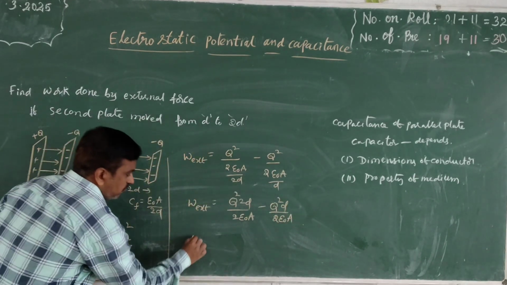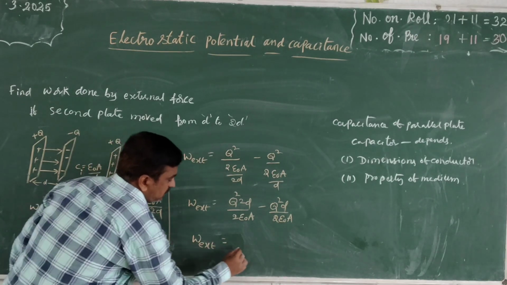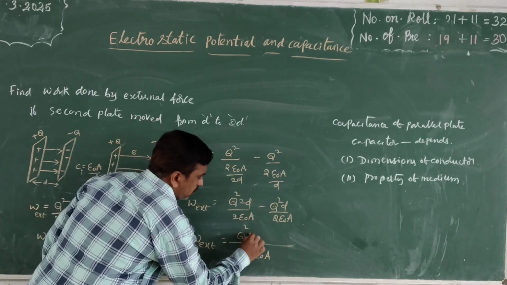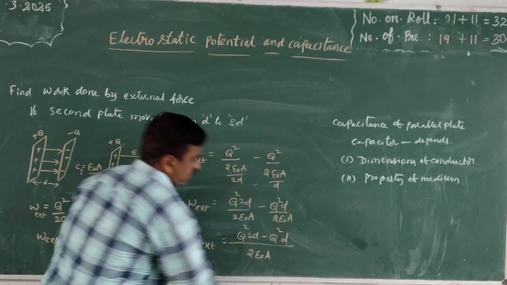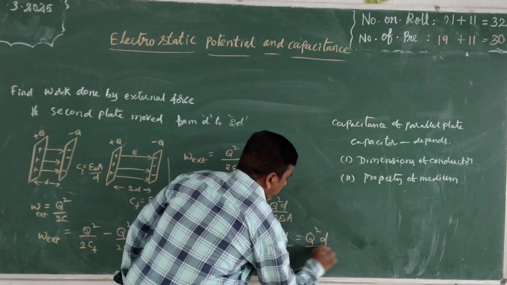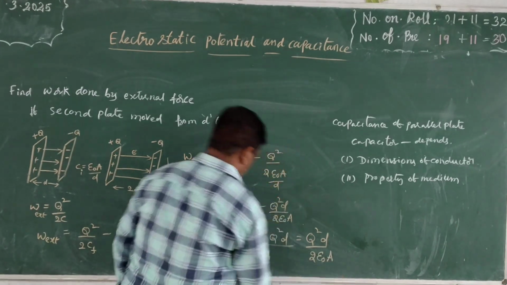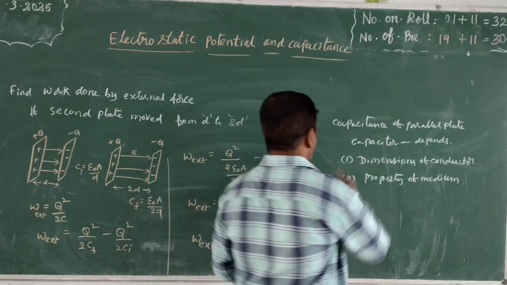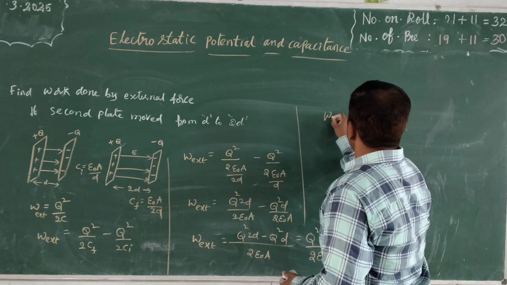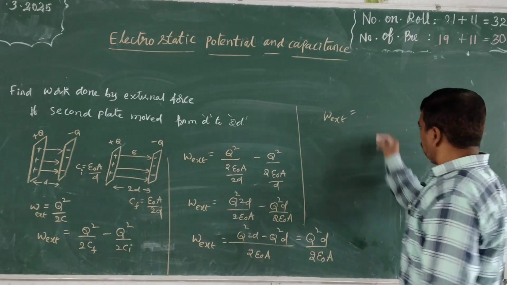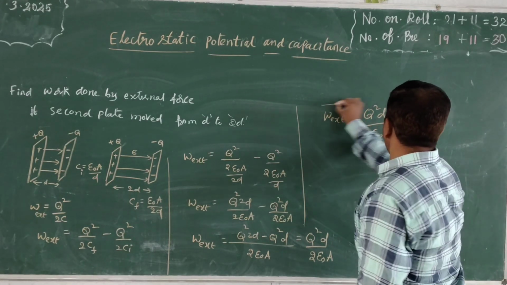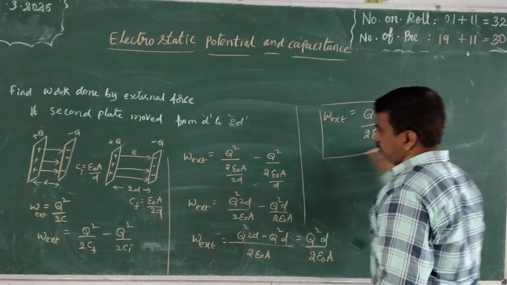Here the denominator is the same, so for the work done by the external agent, 2 epsilon naught A is common, and we can write Q square 2d minus Q square d. So 2d minus d, we can write Q square d by 2 epsilon naught A. So the work done by the external force equals Q square d by 2 epsilon naught A. This is the work done by the external force.